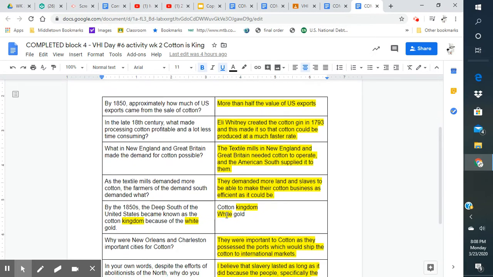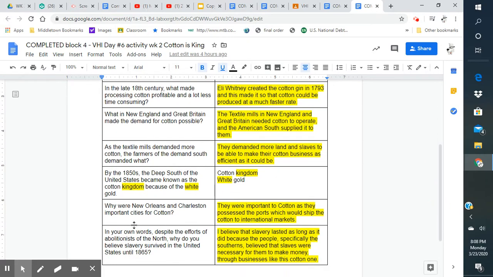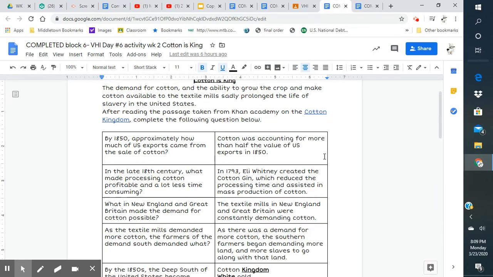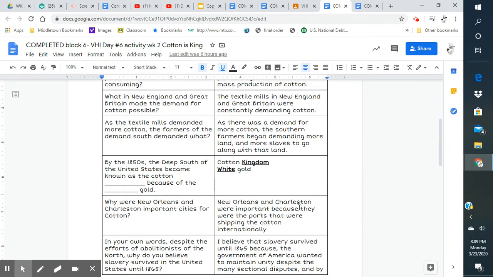Now, these were just blanks. The Cotton Kingdom down south, the deep states, Mississippi, they were known as the Cotton Kingdom. And the cotton was known as white gold. Next question was, why were New Orleans and Charleston important cities for cotton? They were important to cotton as they possessed the ports which would ship the cotton to international markets. Well done. And once again, New Orleans and Charleston were important because they were the ports that were shipping the cotton internationally. Great answers here.